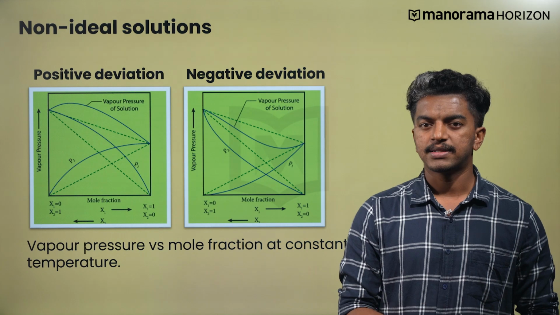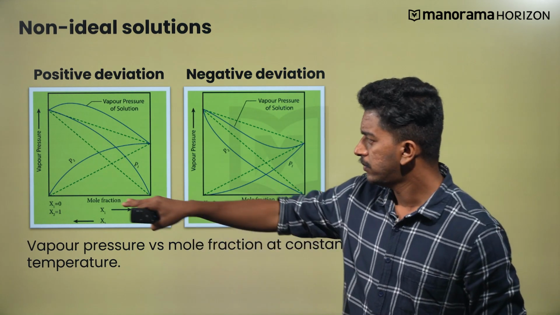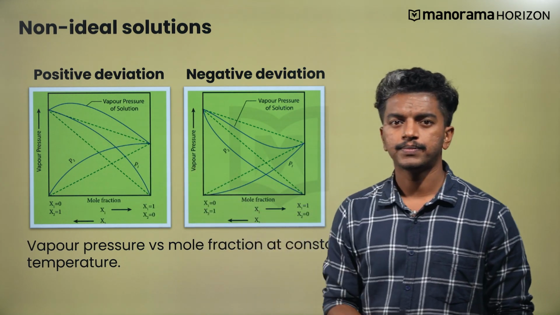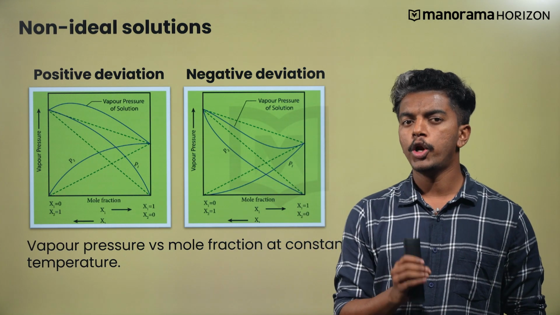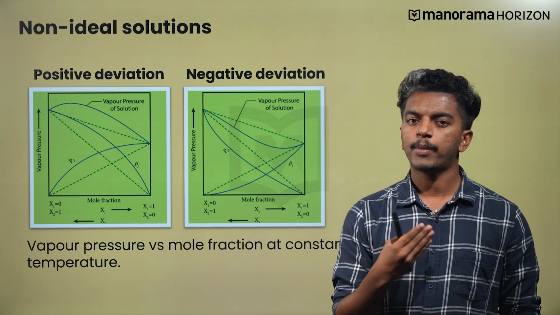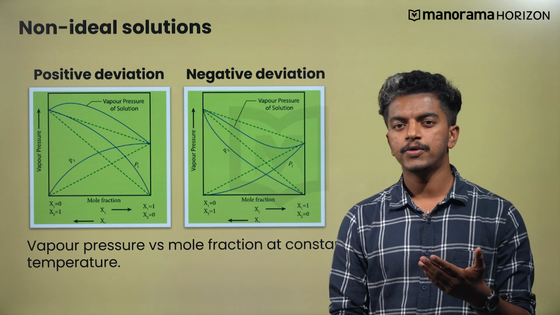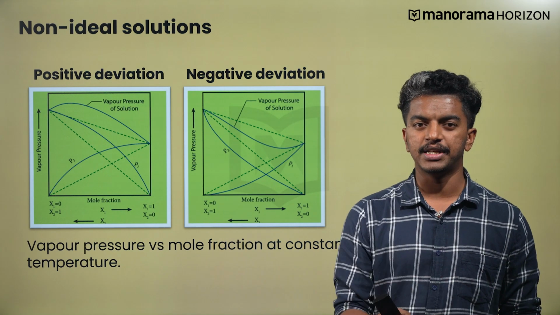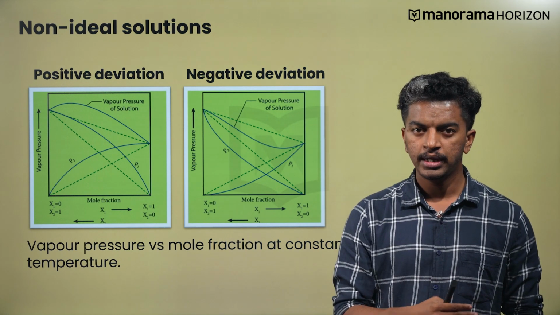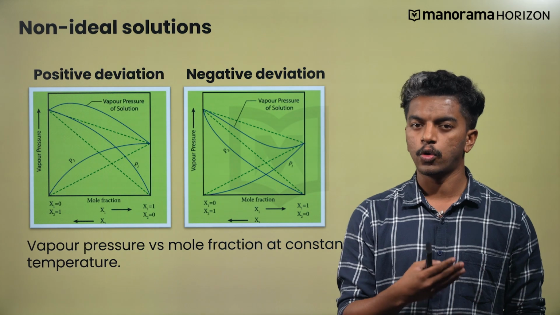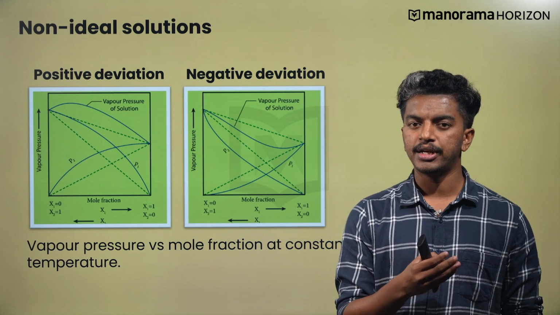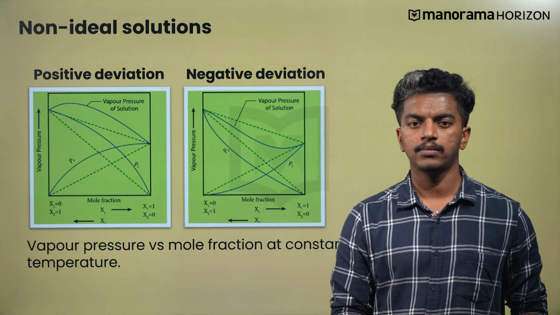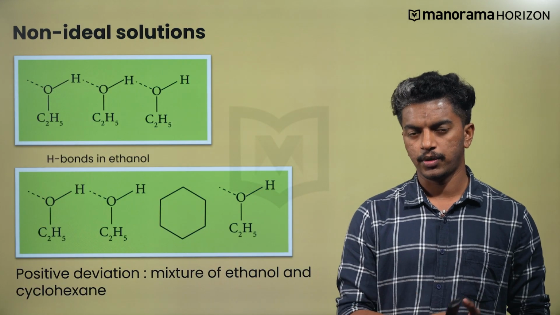Here the dotted lines represent the ideal behavior, and the curved lines, as you can see here, represent the non-ideal behavior. If vapor pressure is higher, then the solution is said to exhibit positive deviation, and if it is lower, it exhibits negative deviation from Raoult's law. These deviations are due to the difference in the nature of interactions at the molecular level. Let us learn this with an example.